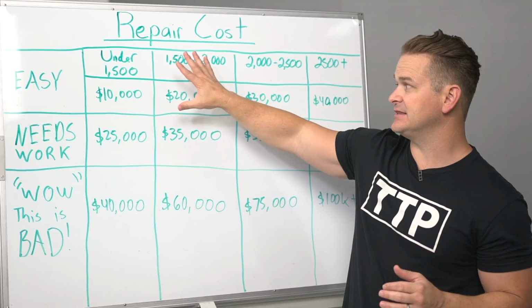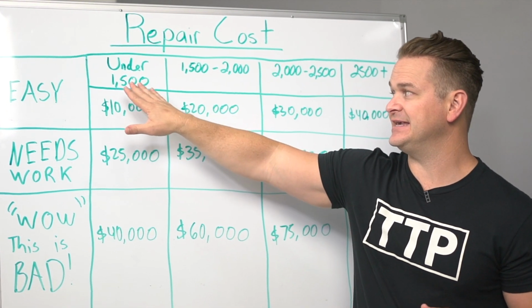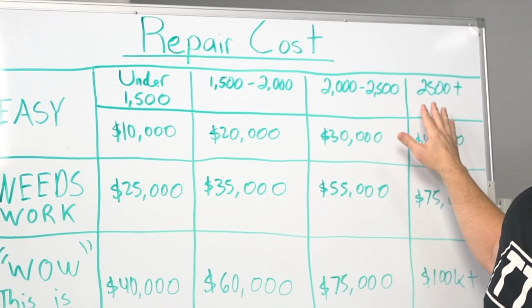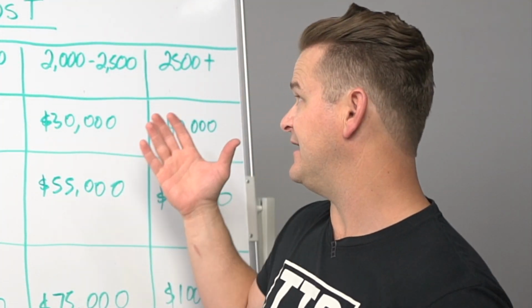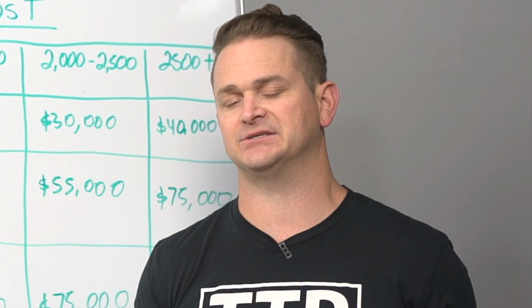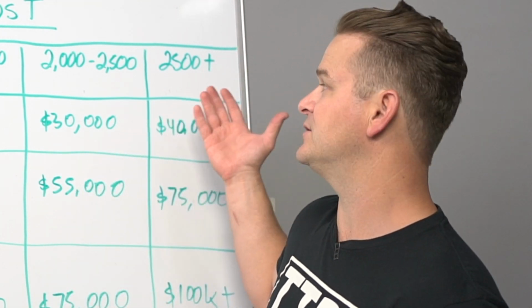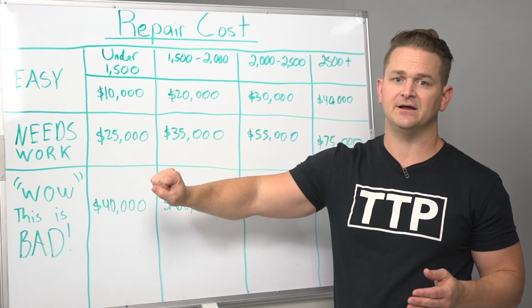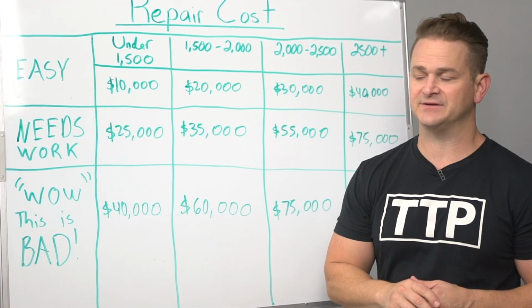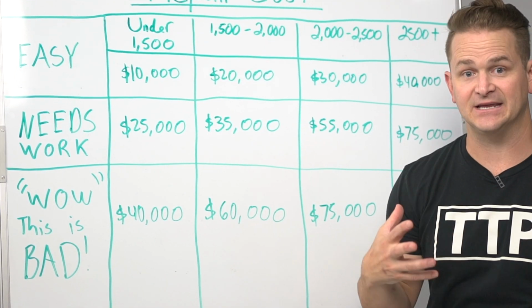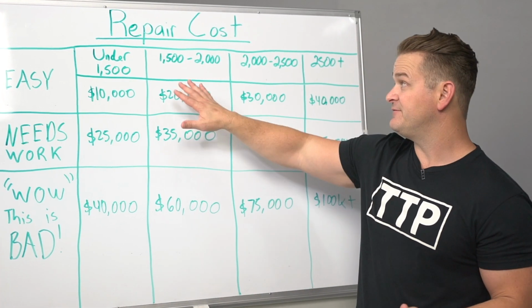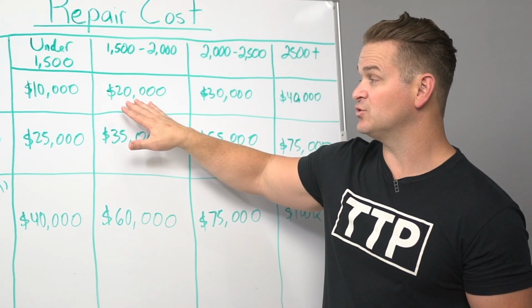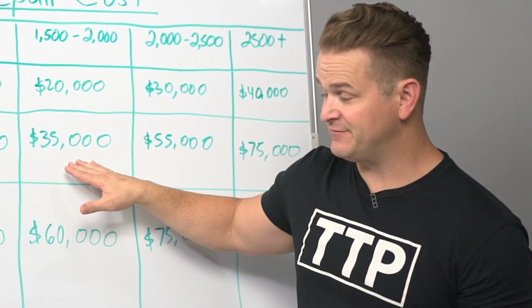This is our big budget. Look at this breakdown that I did here. Under 1,500. This is square feet at the top. This is the size. Listen, most of the time you're not going to be rehabbing over 2,500 square feet, or most people don't do big projects. If they do, obviously you can adjust it, but for the most part, 8 times out of 10, it's going to be under 2,500 square feet. If it's under 1,500, assume 10,000 if it's easy, 25,000 if it needs work, and 40,000 if, wow, this is bad. Okay, 1,500 to 2,000, you got 20,000 here, 35,000 and 6.